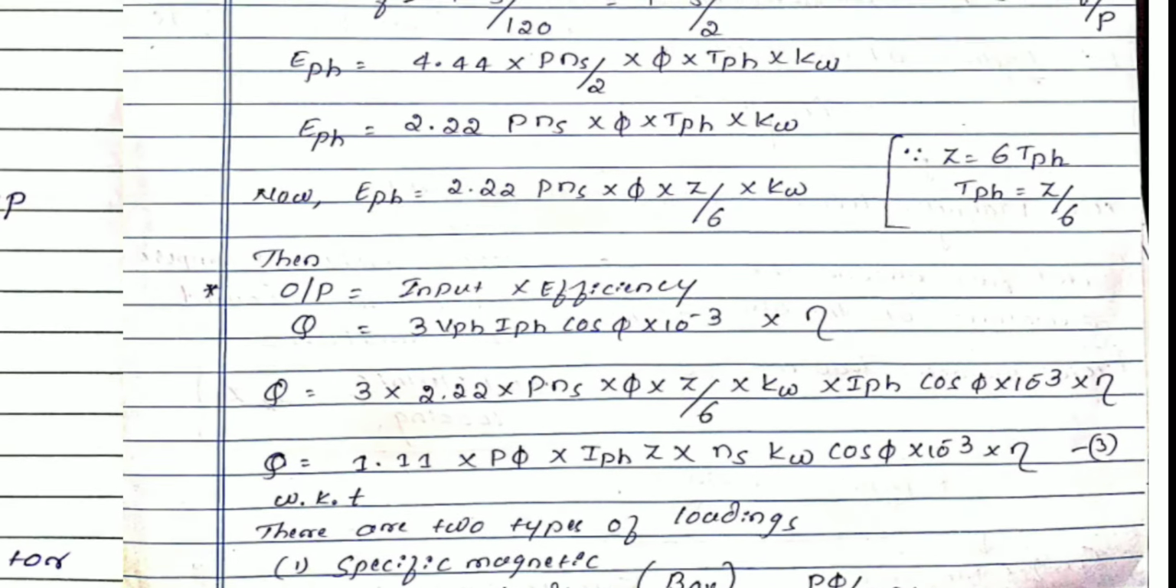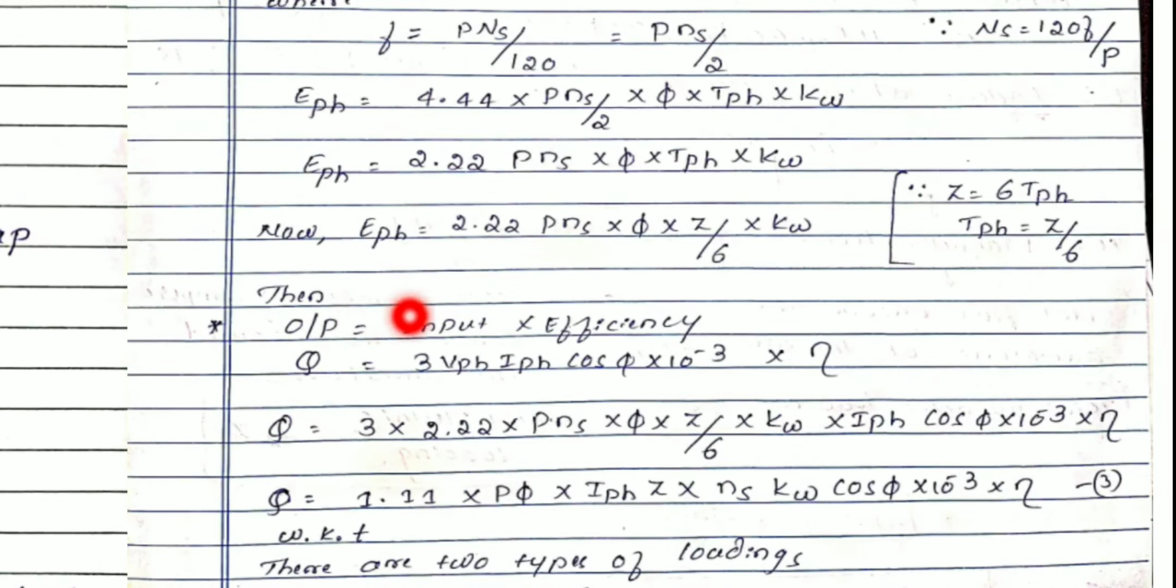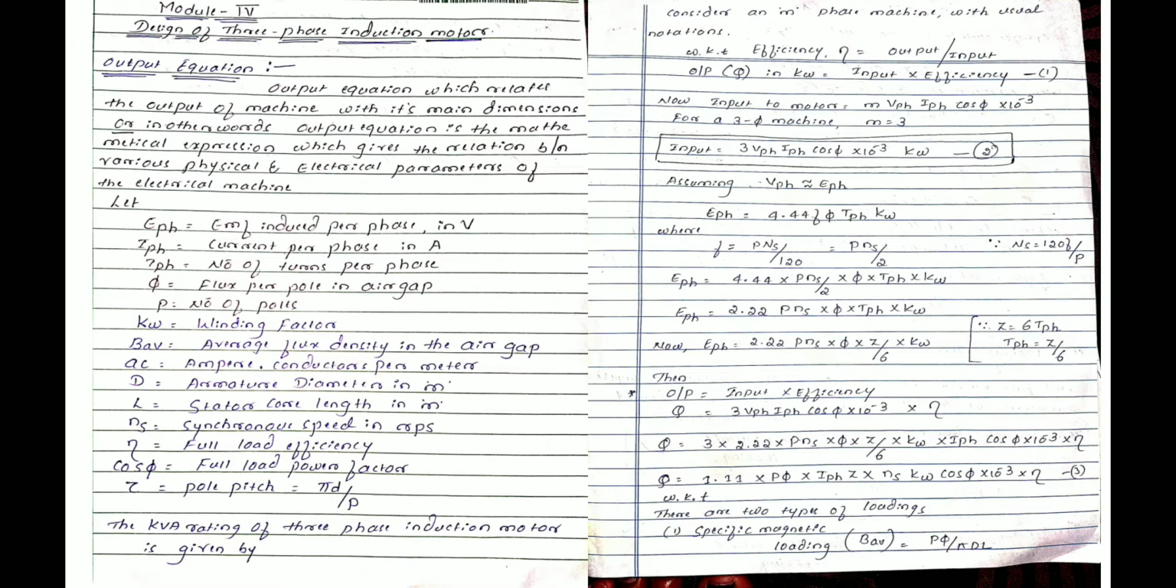Then, as I told you, the output will be equal to input into efficiency. The output is represented by Q. The input we got is 3 VPH IPH cos phi into 10 raised to minus 3, multiplied with the efficiency eta. So substitute all these things. From this equation, Q is equal to 3 VPH, which is nearly equal to EPH. Substitute here 2.22 P ns phi into Z divided by 6 into kW, and what is remaining, IPH cos phi into 10 raised to minus 3 into efficiency.